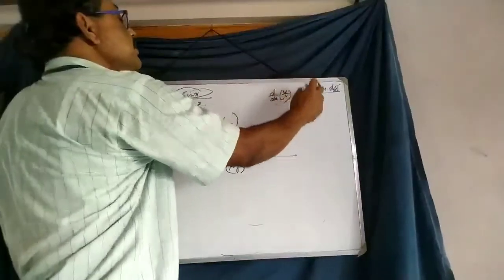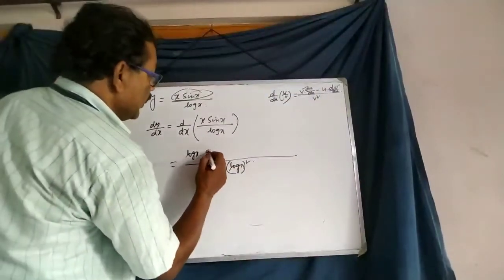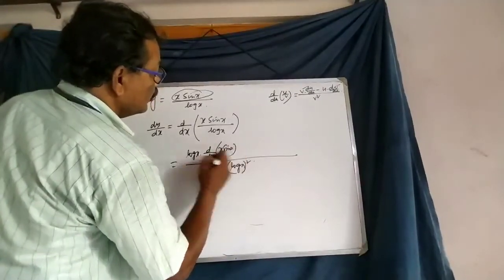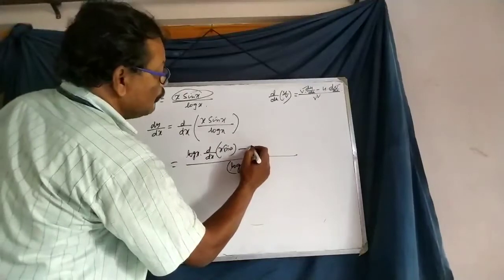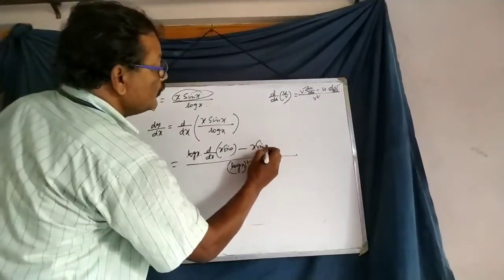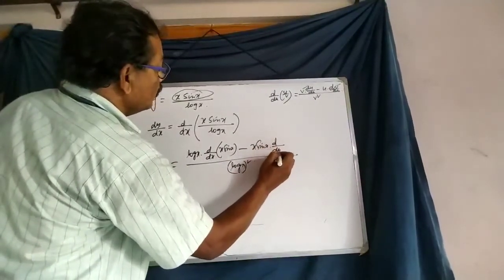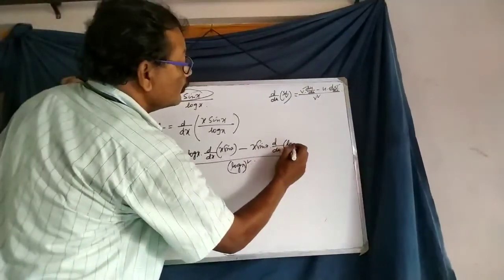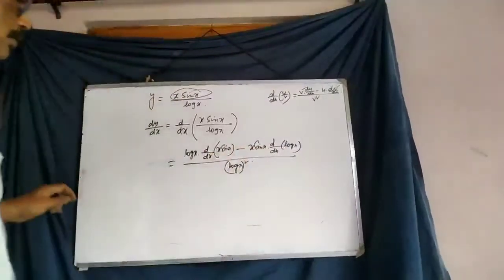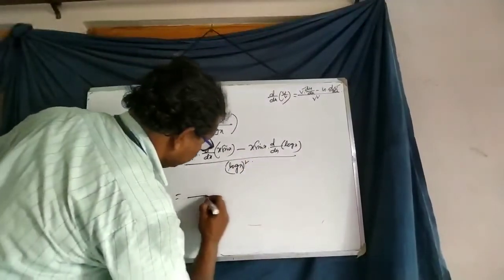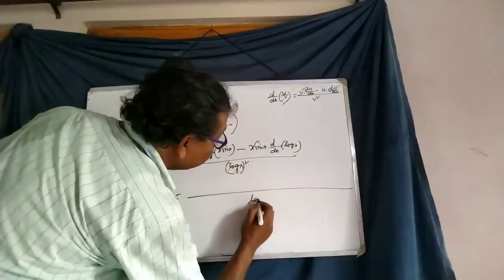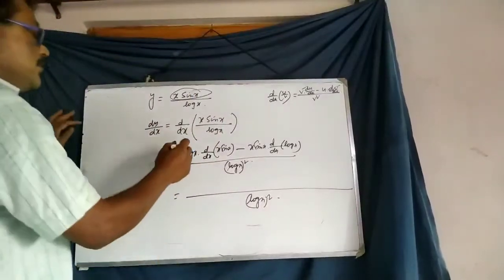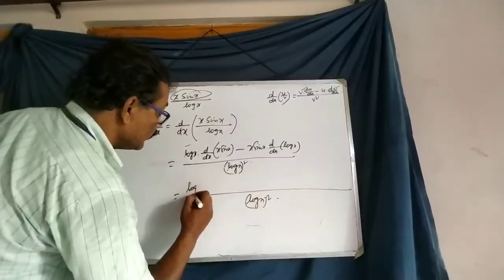Here v unchanged. And du/dx means d/dx of x sin x, minus u unchanged, x sin x unchanged, into d/dx of log x. Log x whole square at the denominator. Here the log x unchanged, in place of log x I am writing log x.